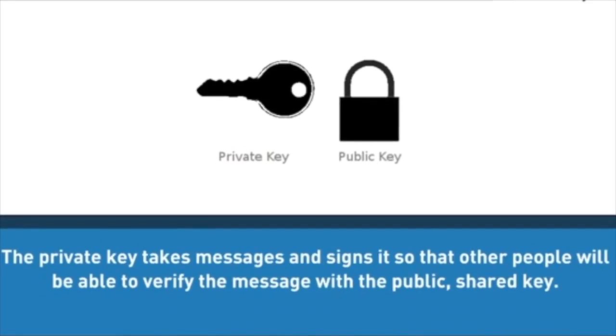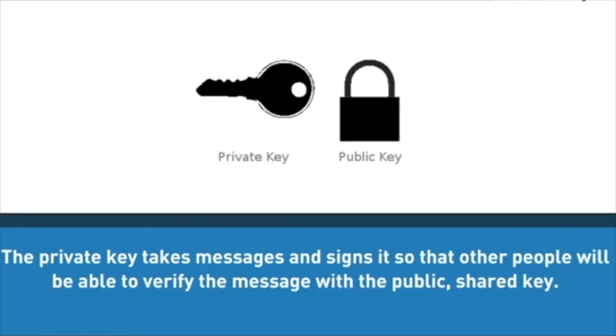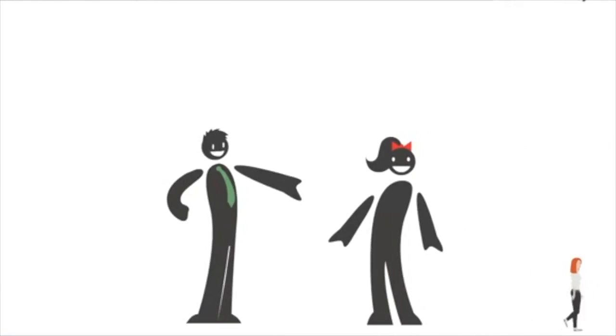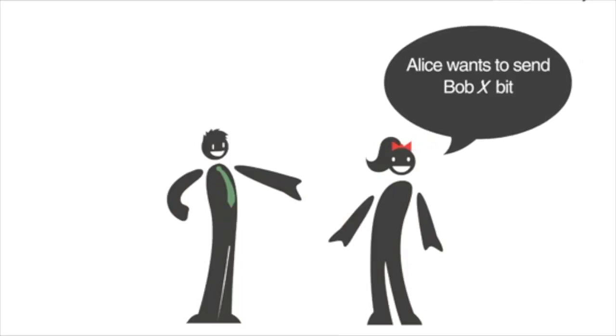The private key takes messages and signs them so that other people will be able to verify the message with a public shared key. If Alice wants to send X Bitcoins to Bob, she will use her private key to generate a digital signature that will sign the message. Alice wants to send Bob X Bitcoins.